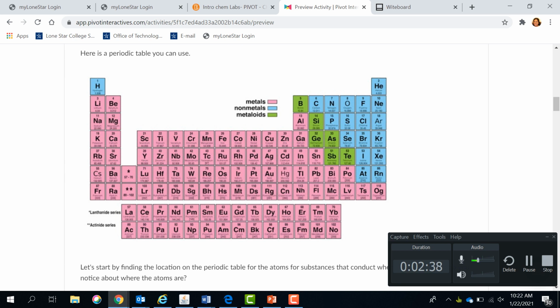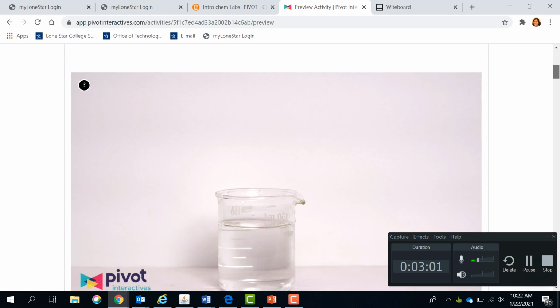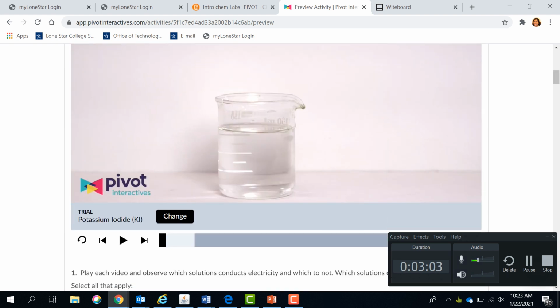An example of a very common ionic compound we find in our home is table salt. Salt is sodium chloride. Sodium here, chloride here. Sodium is a metal, chloride is a non-metal. So what do you think about the electrical conductivity of this ionic compound? For sure, they conduct electricity. So all the ionic compounds conduct electricity.